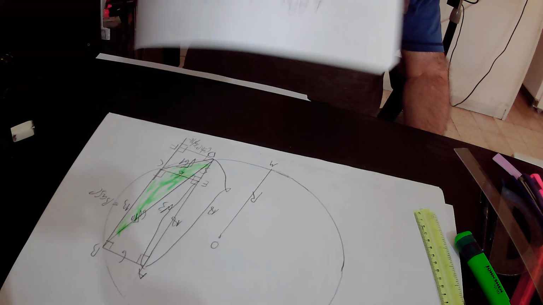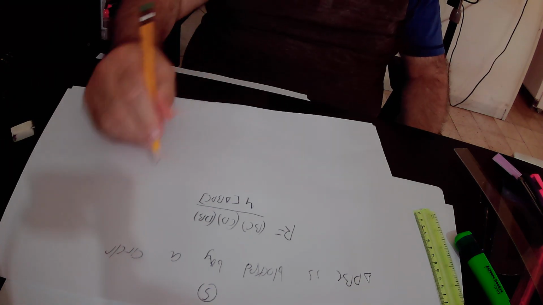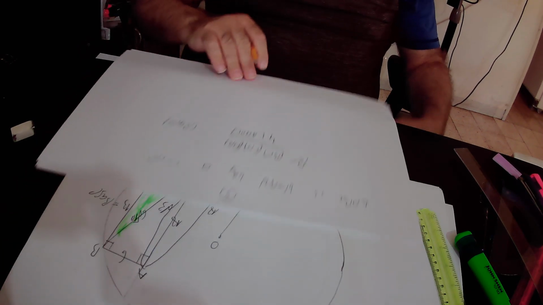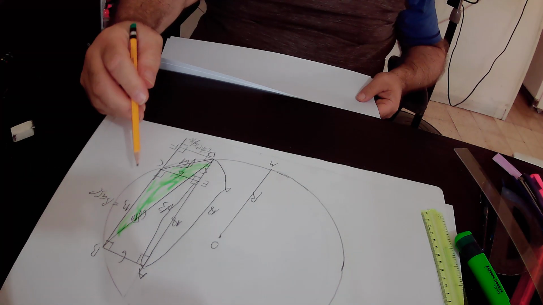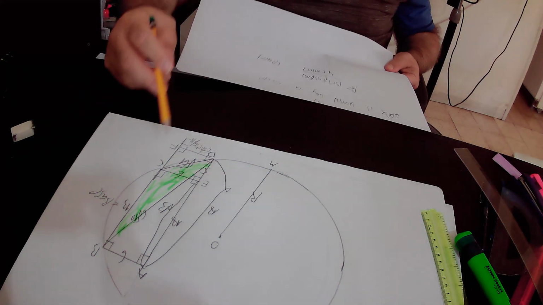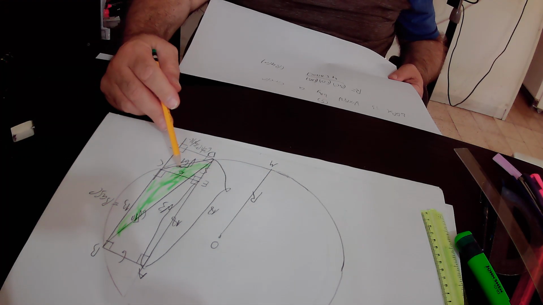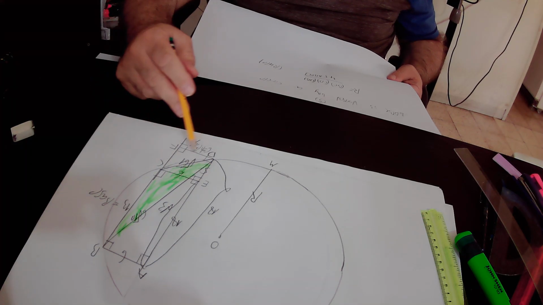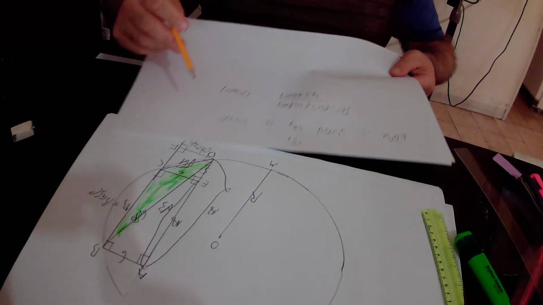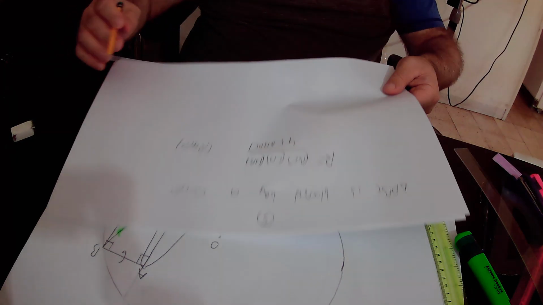I'll repeat again. According to rule number 1, the radius of this circle that blocks the green triangle BDC will be equal to the multiplication of the side lengths of the triangle by each other, that is to say BC times CD times BD, over 4 times the area of the green triangle BDC.